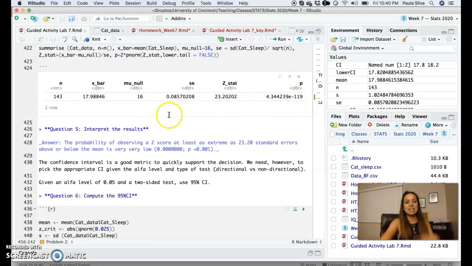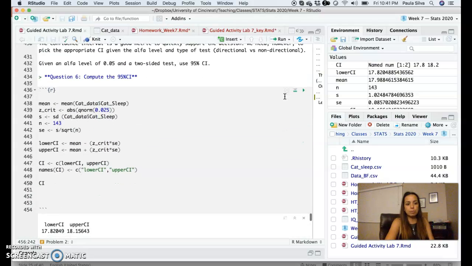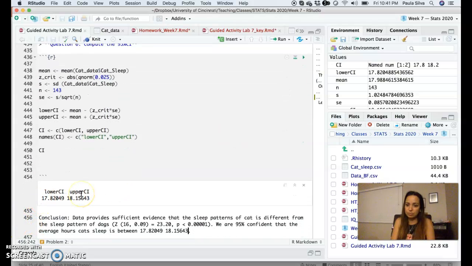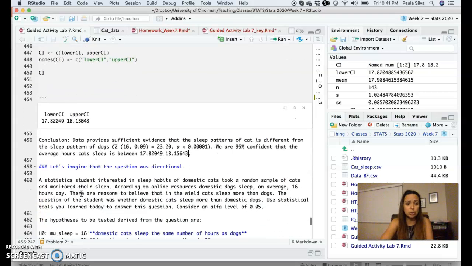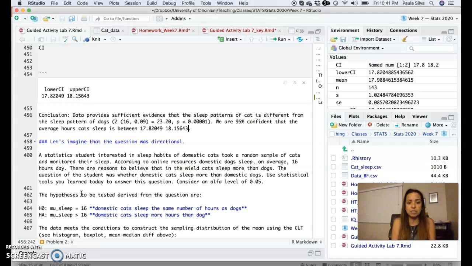So the probability of finding a value as extreme as 23 standard errors of deviation from the mean is very, very low. So we confirmed that by looking at the confidence interval, and we're 95% confident that the average sleep is between 17.8 and 18.15, which does not include the 16. So we can conclude that data provides sufficient evidence that the sleep patterns of cats are different from the sleep patterns of dogs.